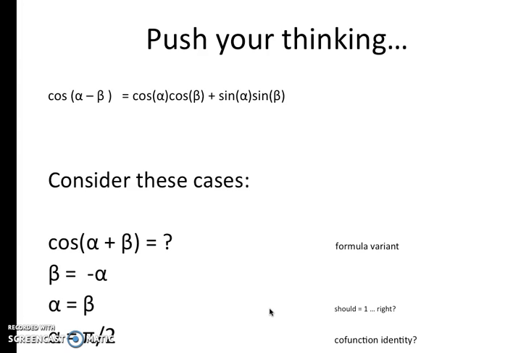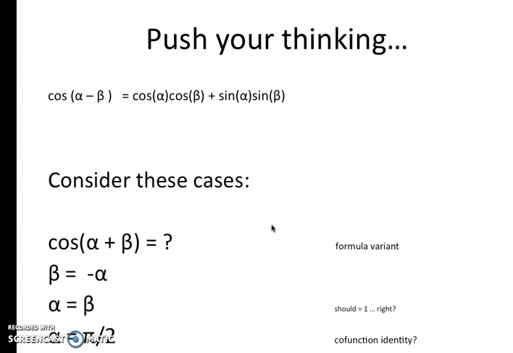And I would like you guys to push your thinking on this, and I would like you guys to consider this equation under these cases. Okay, consider what the right hand side would look like if instead I wrote alpha plus beta. Okay, I'll give you a hint. That has to do with the even or oddness of the trig function. So I want you to consider cosine alpha plus beta. What would the right hand side look like?